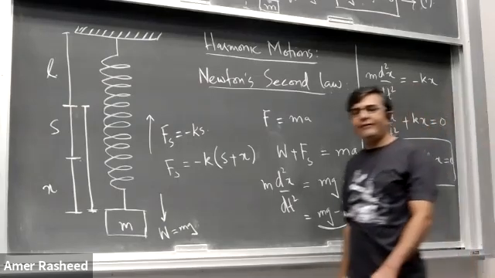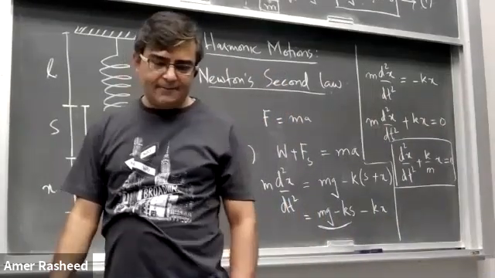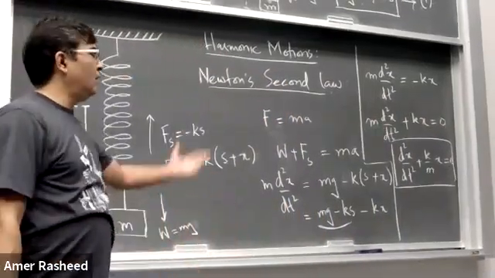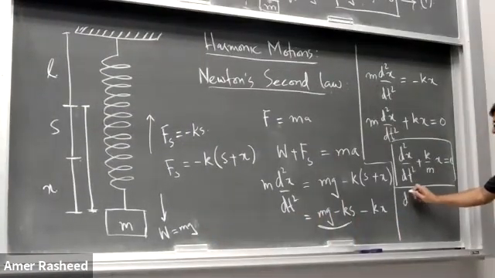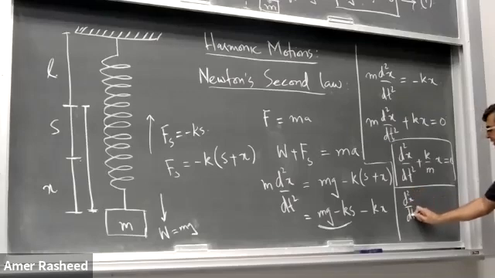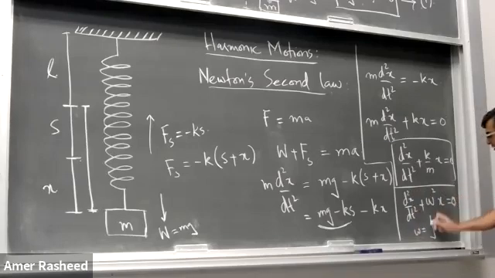Which is what? A second order differential equation with constant coefficients. We can simply solve it. Normally, we assume d square x by dt square plus omega squared x is equal to 0, where omega is the square root of K over m. So this is your differential equation, which is a simple homogeneous differential equation with constant coefficients, and the order of this differential equation is 2.